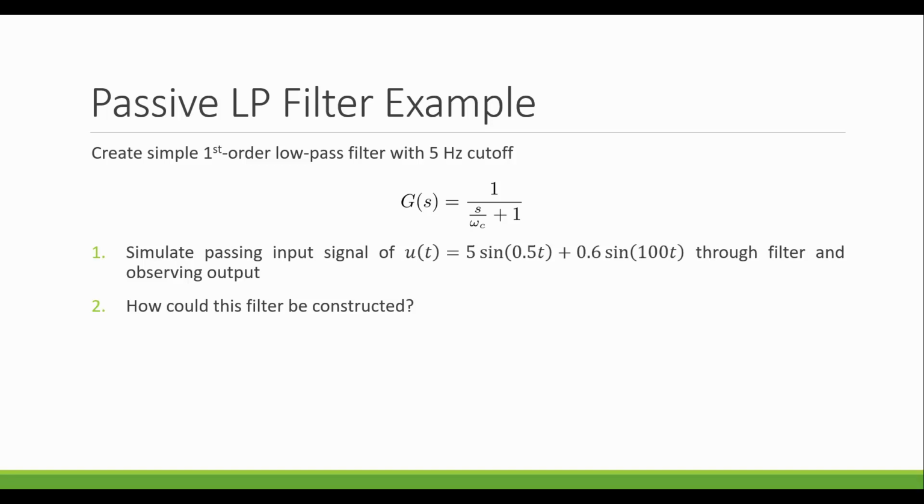So again, we have our s term in the denominator. We have a 1, so it's in the standard form that we've seen previously when we were looking at the response of a first order system. And now it's written a little bit differently here. You see, instead of tau times s plus 1, it's written as s over omega c plus 1.